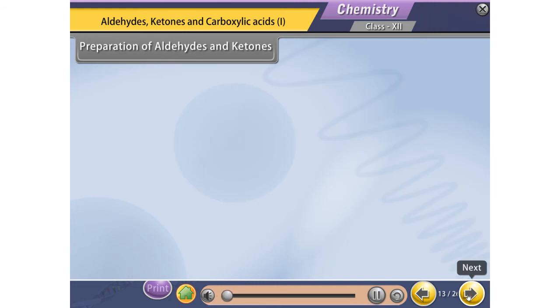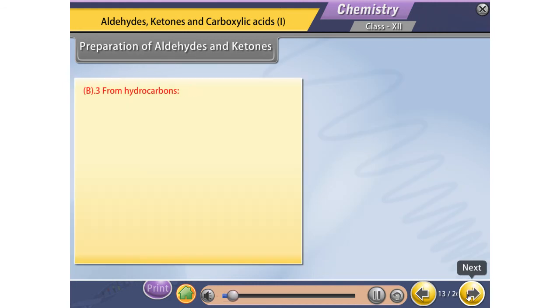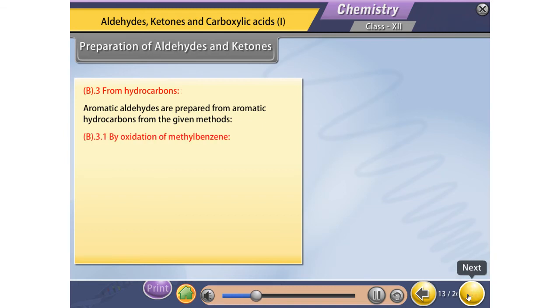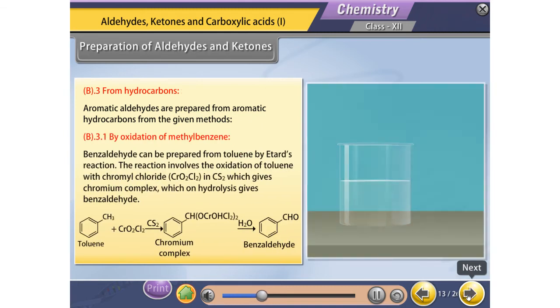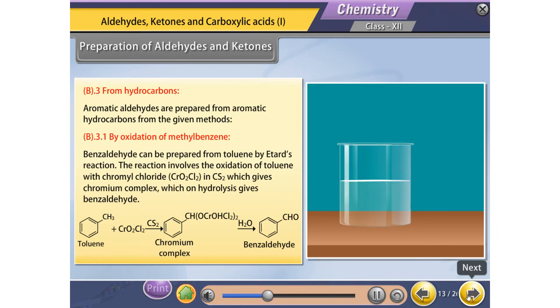Preparation of aldehydes and ketones. From hydrocarbons. Aromatic aldehydes are prepared from aromatic hydrocarbons by the given methods. By oxidation of methylbenzene. Benzaldehyde can be prepared from toluene by Etard's reaction.